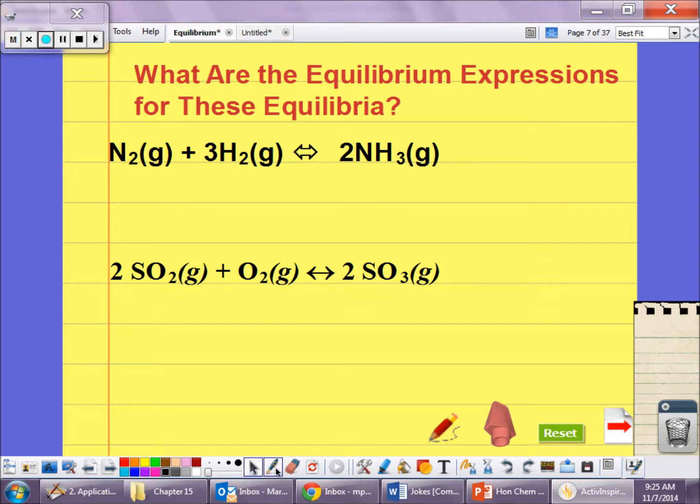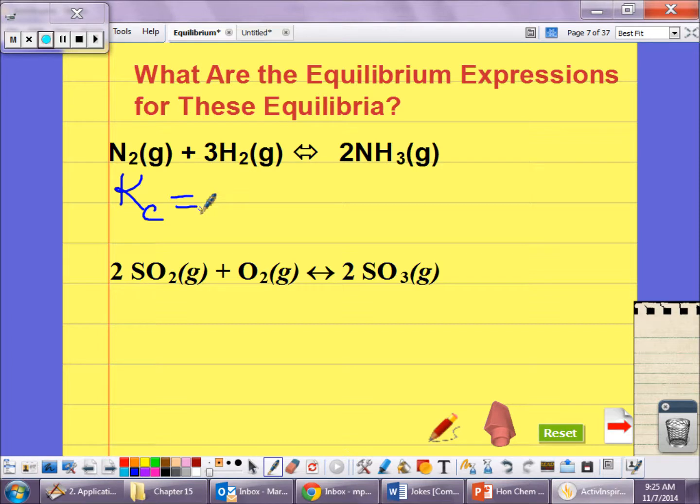Now, what are the equilibrium expressions for these equilibria? So let's start practicing right now. If they ask me to write the equilibrium expression, I'm going to write K. If I am using concentration, I can put Kc. If I am using pressure, I will put Kp equals.